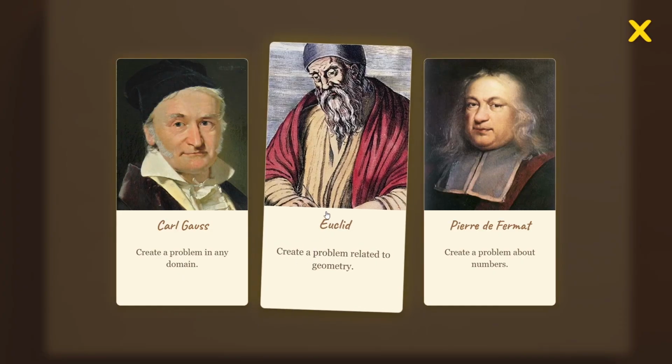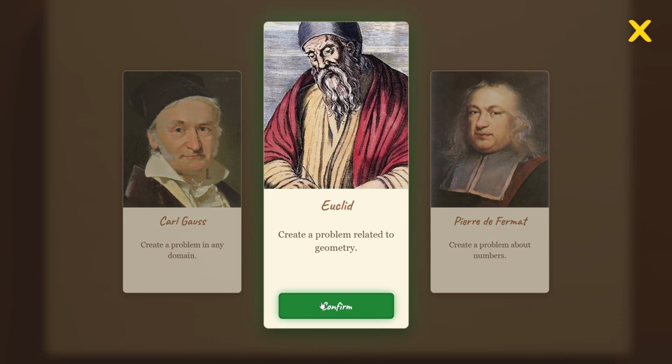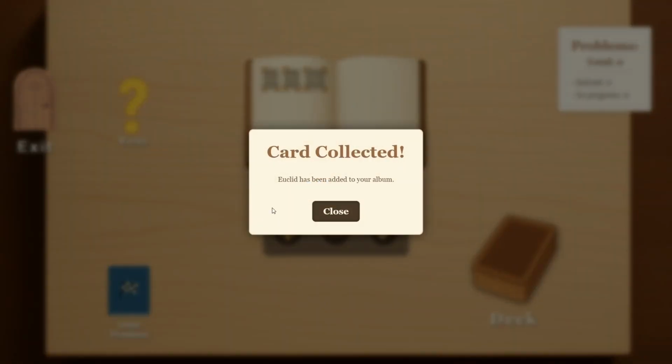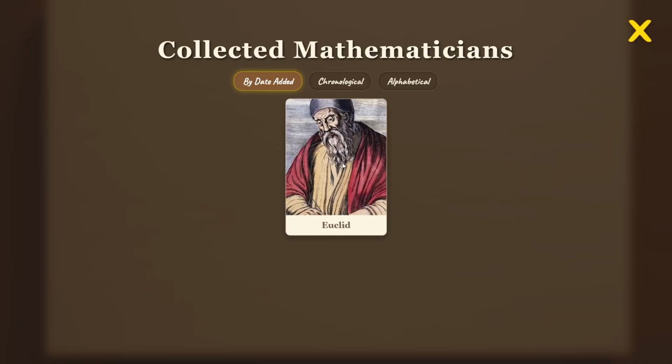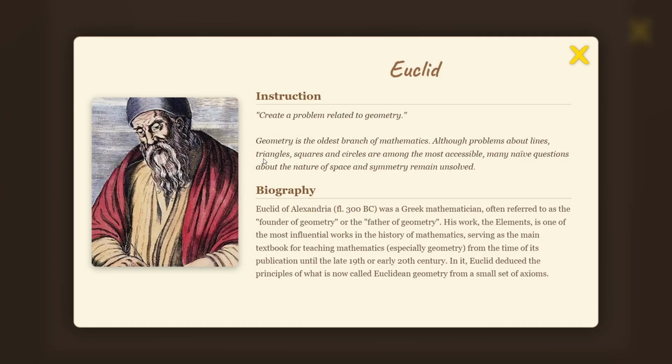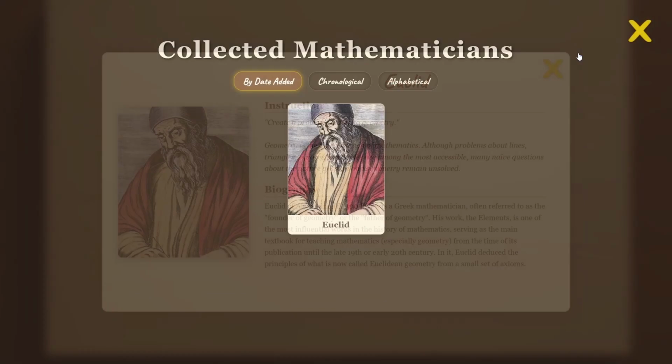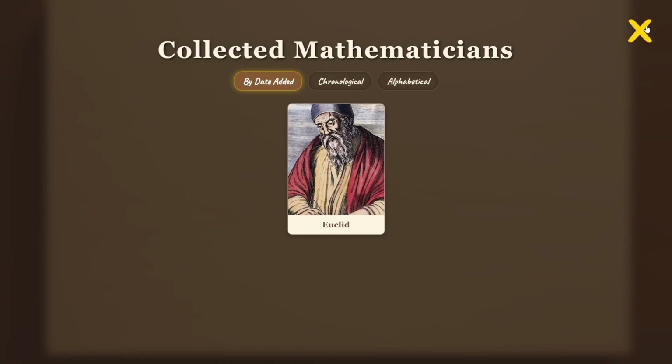So once you have selected a mathematician, you can find it again in the album. In the album, you can see all mathematicians that you have collected so far. And if you click on a mathematician, you will see additional instructions as well as a nice little biography of the mathematician. So Euclid asked us to create a problem related to geometry.